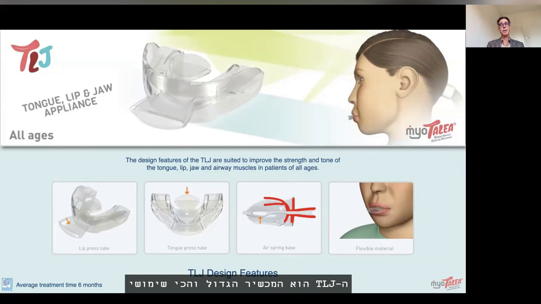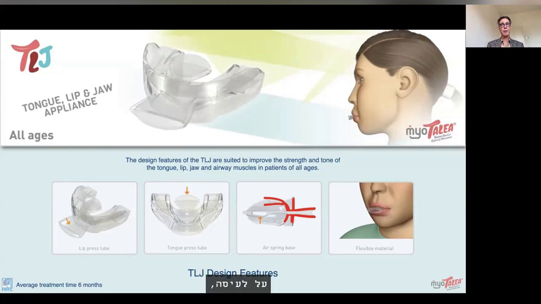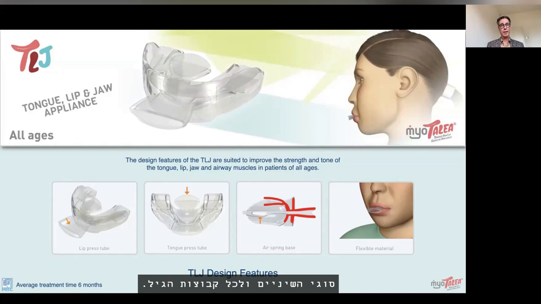The TLJ is the biggest and most used appliance because with the TLJ, we can do 6 different exercises on lip, on tongue, on chewing, on breathing in 2 different head positions. This means we have 12 different exercises with 1 appliance. The TLJ appliance is available in 3 sizes, small, medium, and large. So it can be used in all dentitions and all age groups.